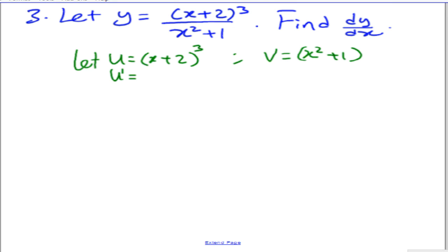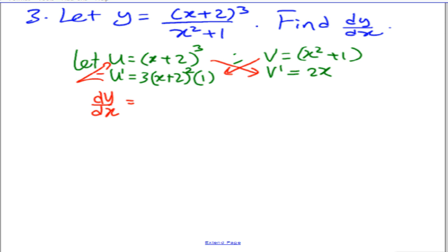And u dash, or du dx, is, here I need to use the chain rule. Power comes down, keep the thing inside the bracket, the power of the bracket is reduced by 1, so now it's 2, and take the derivative of inside the bracket, so it's 1. Then v dash, or dv dx, is now just 2x, simple, using the power rule. I'll use the fish again.